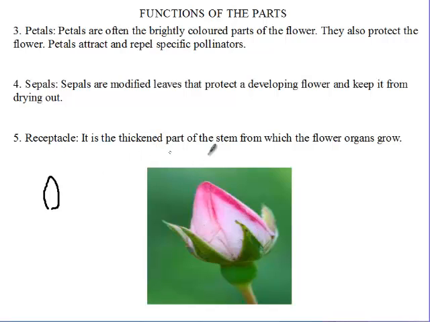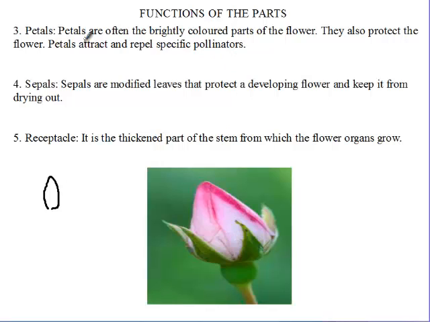Lastly, we talk about the receptacle. This is the stalk. As the stalk joins the flower, we see this swollen end of the stalk. It is the thickened part of the stem from which the organs in the flower grow. That is what has been written here. So this swollen end here is a receptacle. It contains all the developing organs of the flower. So that is where the developing organs are going to start their growth from.